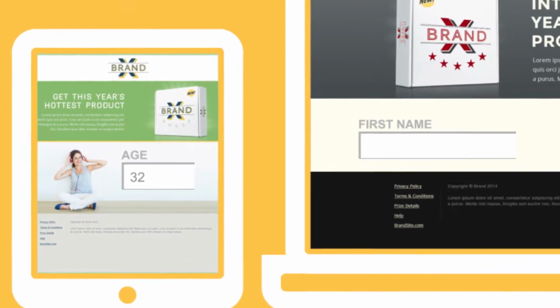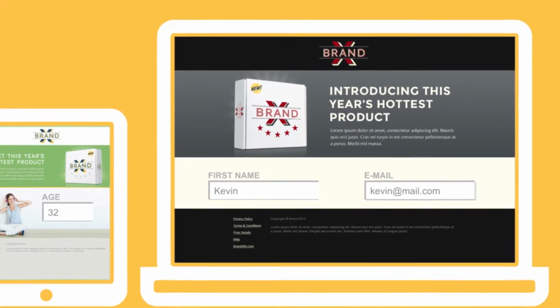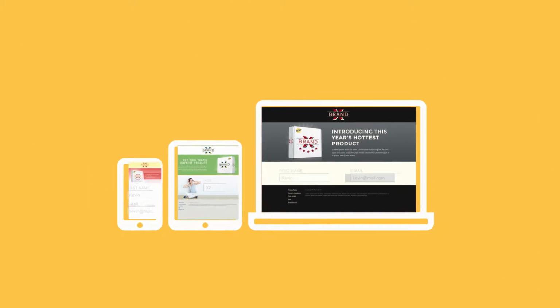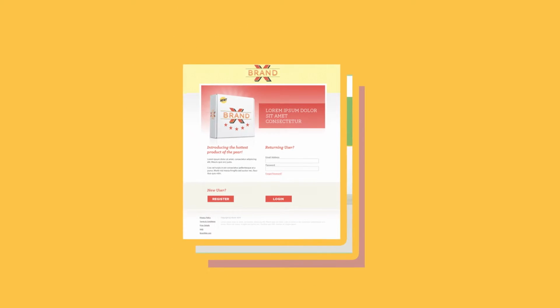The answer is IC Group's Connect platform that gathers the data from all the given sources, then combines it into a complete and unified profile.